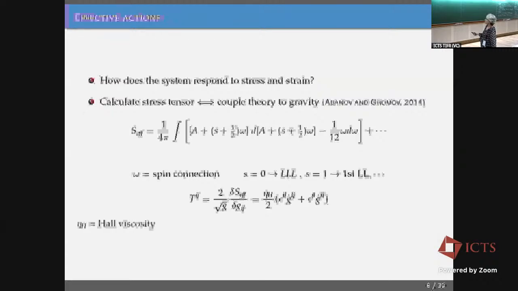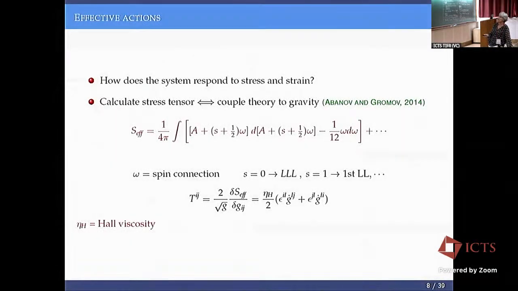And what they found is this effective action. This is also a type of Chern-Simons action, but in addition to A dA, I have now the presence of a spin connection. And this index S, when S is 0, is the lowest Landau level, S equals 1 is the first Landau level, and so on. So the stress tensor can be derived by varying the effective action with respect to the metric. And we find an expression like that. And this coefficient here is called Hall viscosity. So the Hall viscosity and the Hall conductivity are two important transport coefficients in the quantum Hall effect literature.